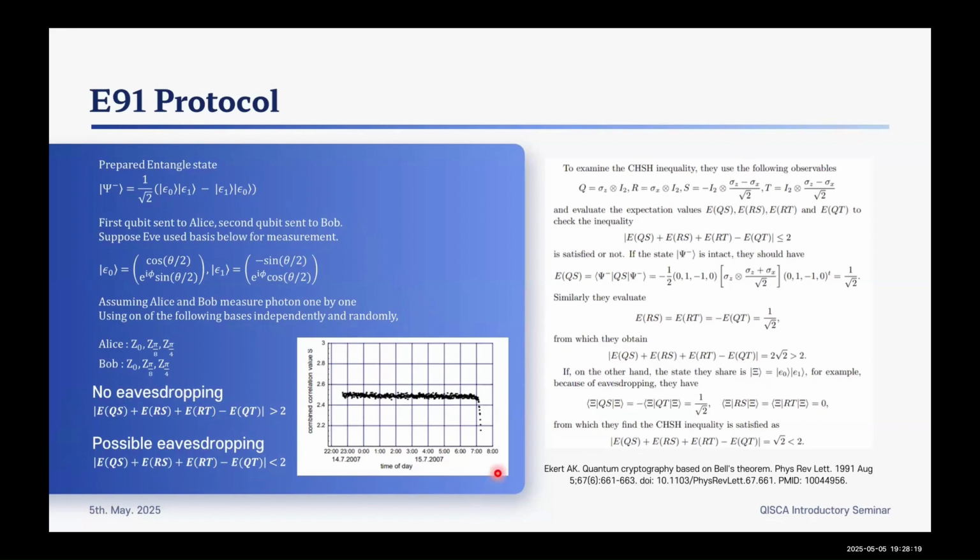In the actual experiment shown in the centered graph, the measured CHSH value was around 2.5. Since this exceeds the classical limit of 2, it constitutes a violation of the CHSH inequality. And by Bell's theorem, it indicates that entanglement is preserved. Therefore, we conclude that no eavesdropper was present during the key exchange.